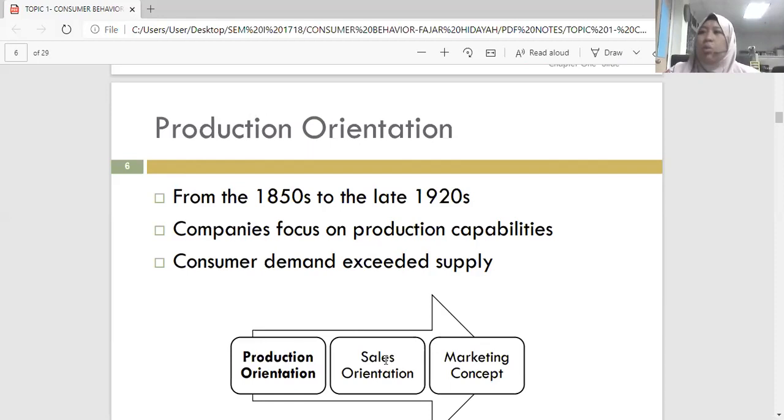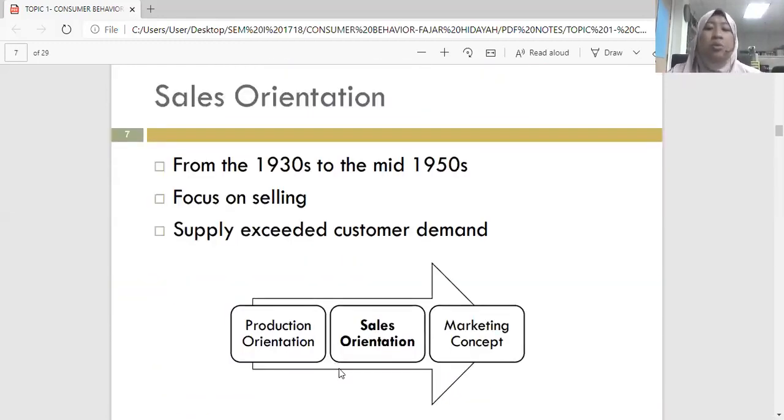The company would beat the competitors, whereby consumer demand exceeded supply, so mostly consumers had demand for the products. That is the production orientation era. And then we move to the second era, where they focus on sales orientation. It started from the 1930s to the mid 1950s, and this is the time between World War I and World War II.